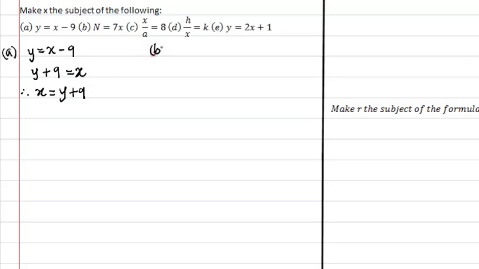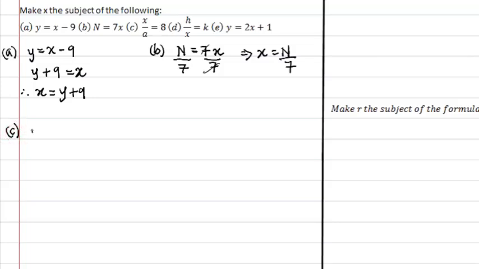For the B part, N is equal to 7x. I want to make this X the subject of the formula, so we are going to divide both sides by 7. So 7 cancels out, and we're left with only X. That is X now is equal to N over 7. Finish.